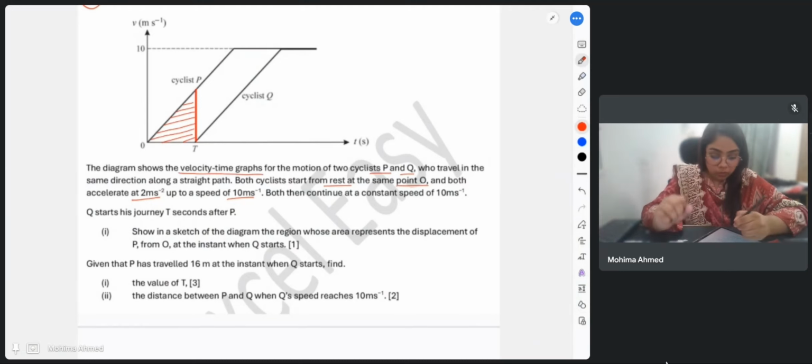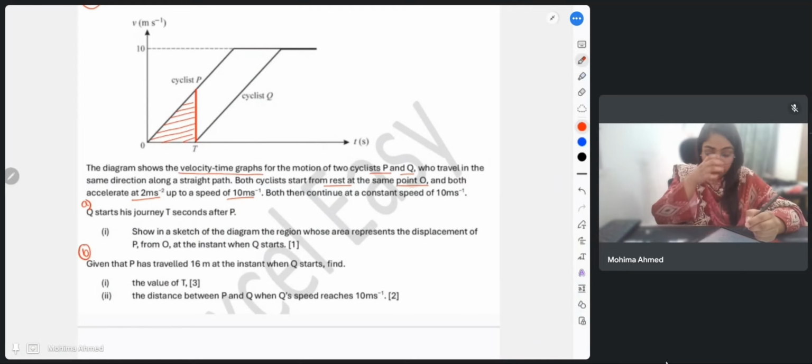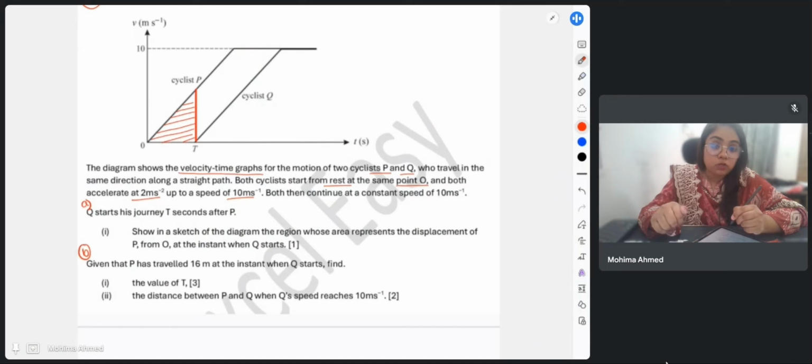For part 2, like before we start with part, this actually typing mistake, maybe this is A, this is B. Right, for B part 1, we have a statement that given that P has traveled 16 meters at the instant when Q starts, that means this shaded region over here represents a distance of 16 meters, and using this value, they wanted to find out the value for T.